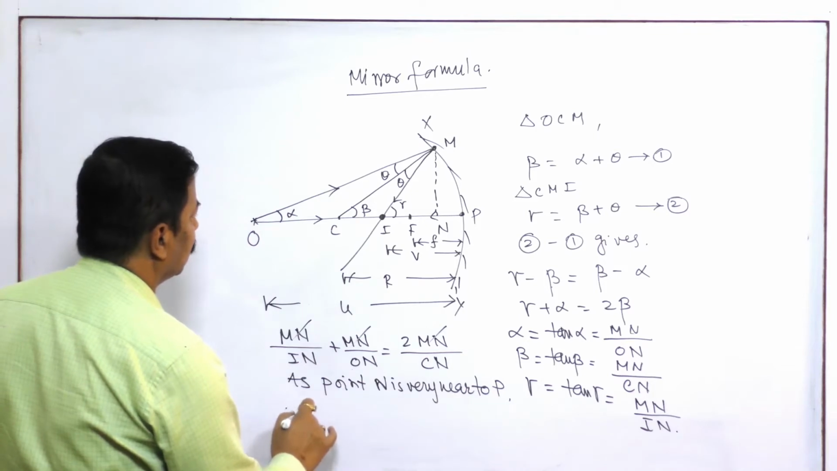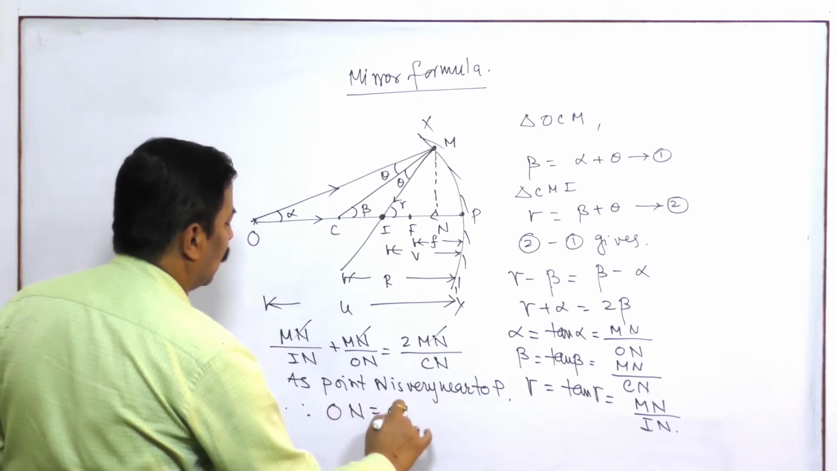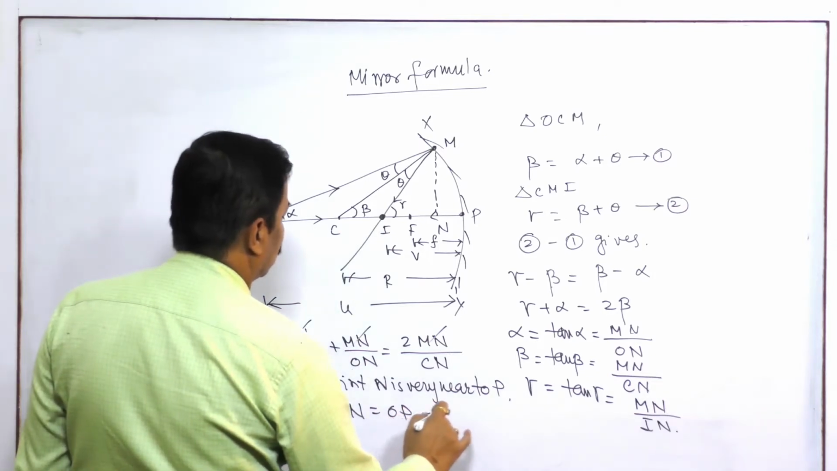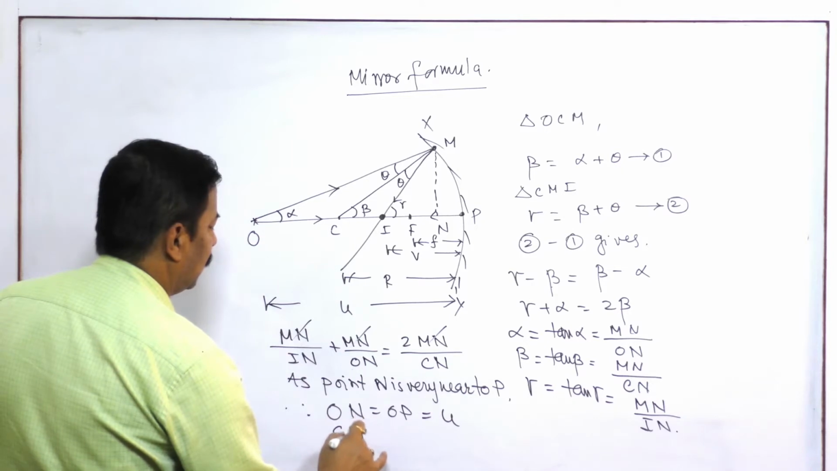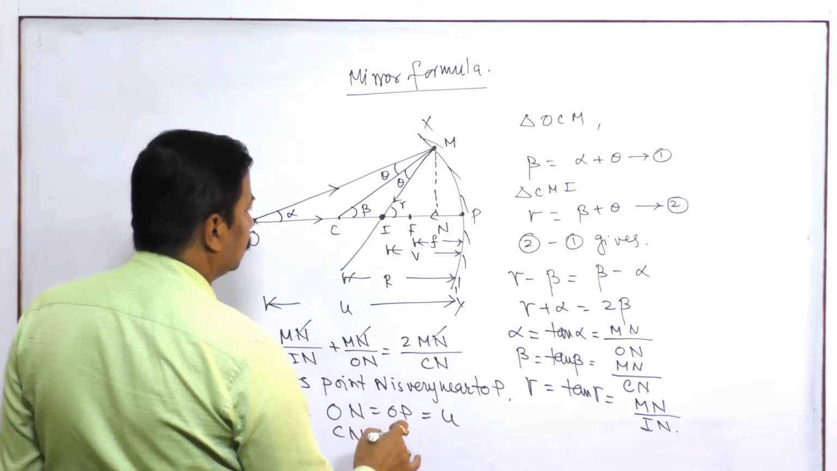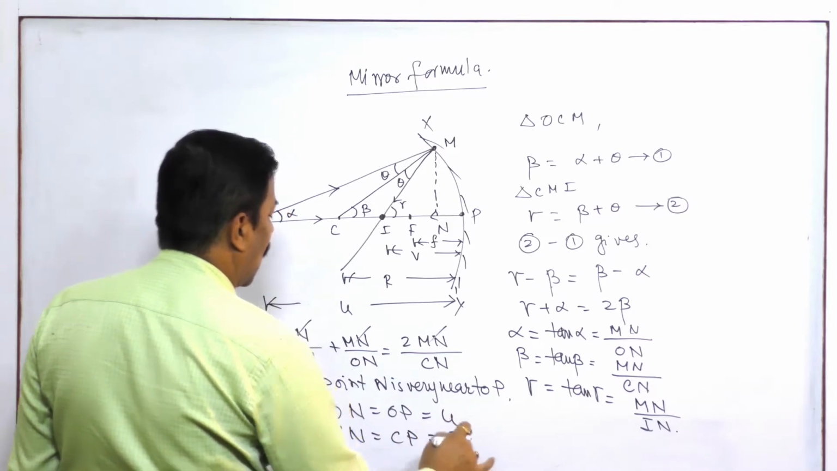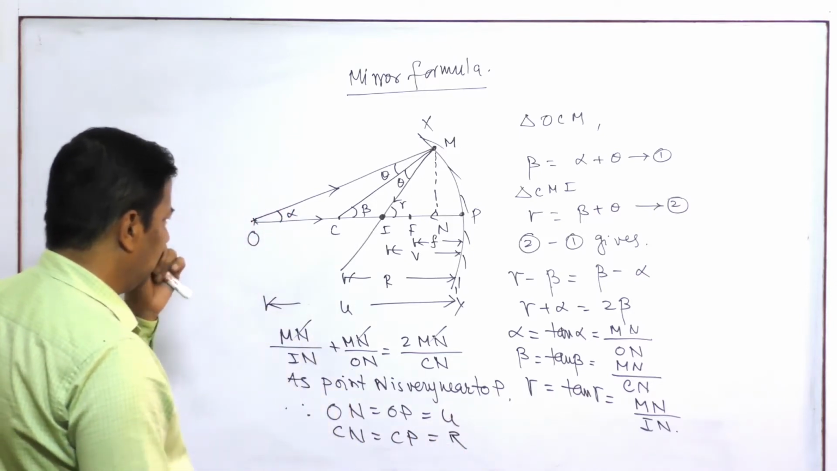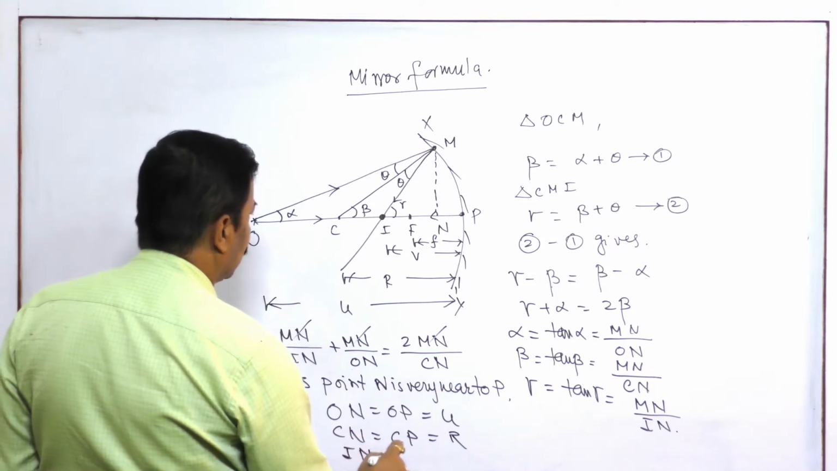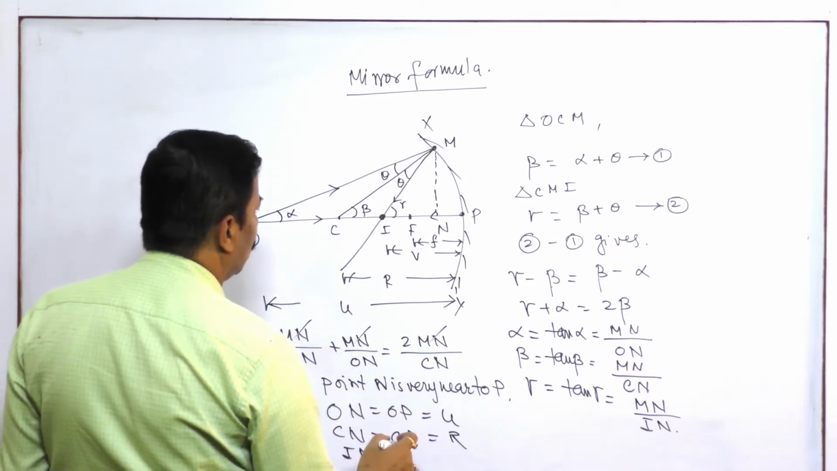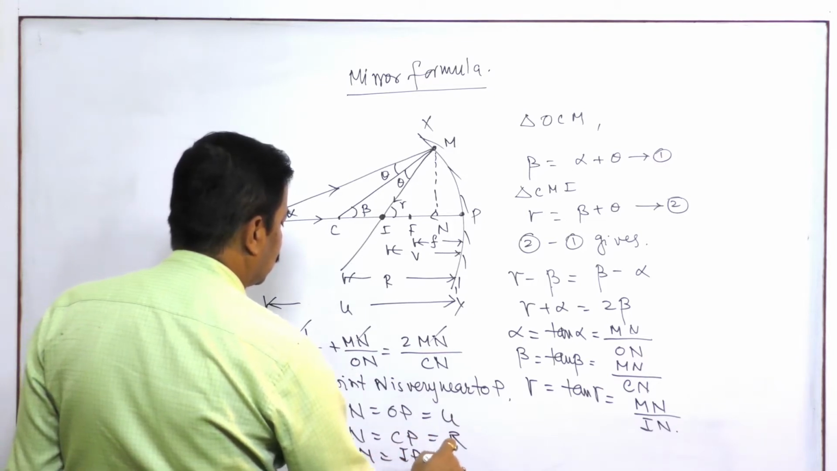Therefore, ON is equal to OP, which is u, CN is equal to CP, which is R, and IN is equal to IP, which is v.